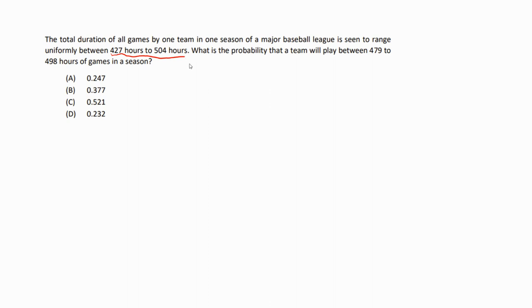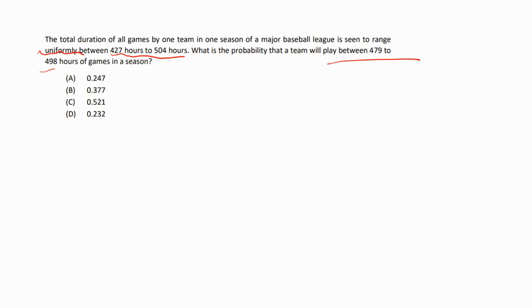So the question is that we have a game, and the duration of all the games by one team in one season of Major Baseball League is seen to be ranged uniformly. So we can see that it is given uniformly between this and this hour. Now we want to find the probability that the team will play between this and this hour.